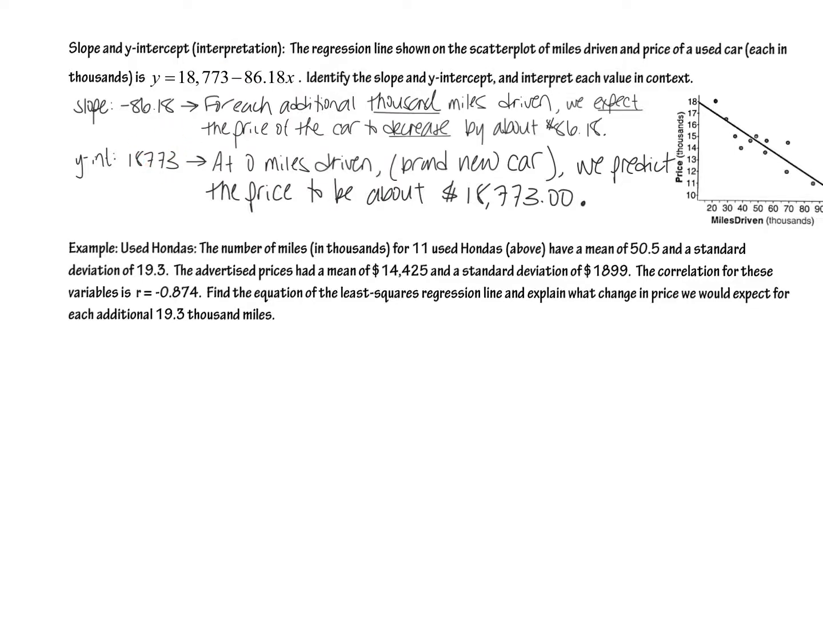And that represents at 0 miles driven, because the x value that I plugged in 0 for represents miles driven. So when I plug in 0 for x, at 0 miles driven, which in this case means a brand new car, we predict the price to be about $18,773.